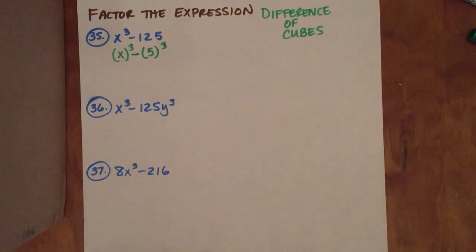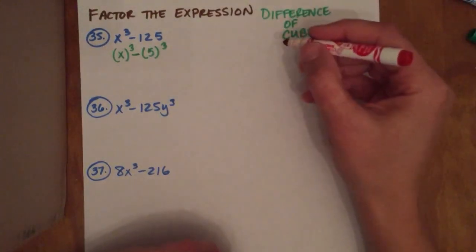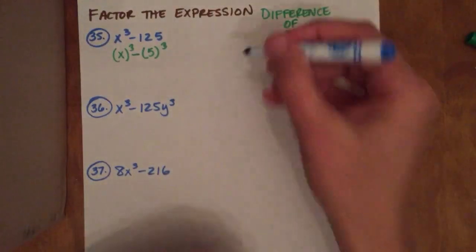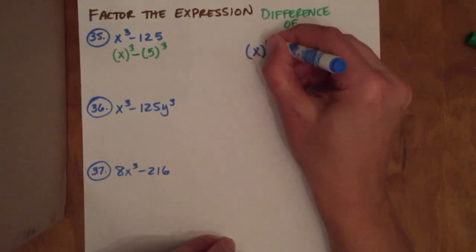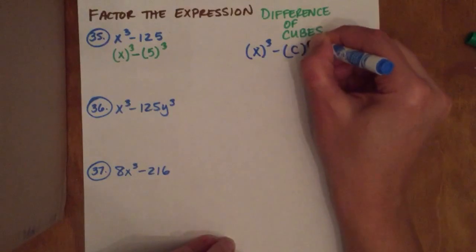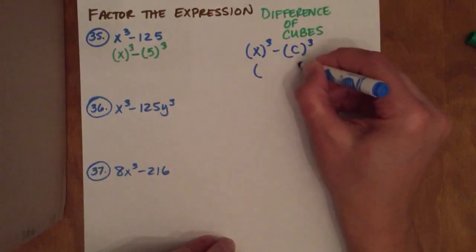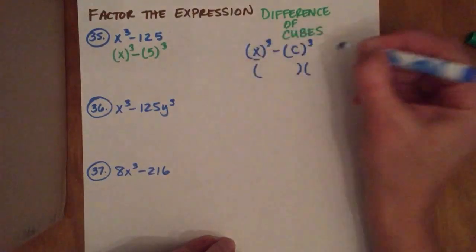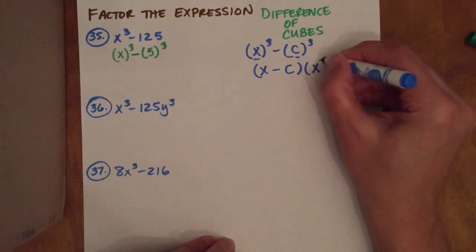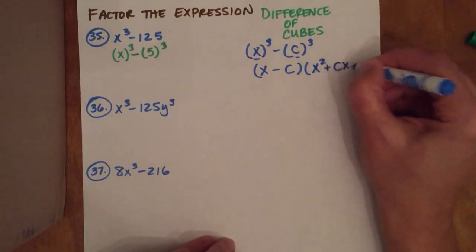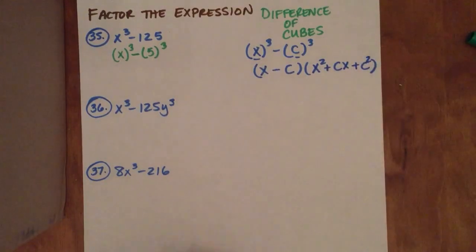If you remember back to our lesson on sum and difference of cubes, we've got one format for these two. And here's the format. For the difference of cubes, if you have x cubed minus c cubed, then you factor that by using your bases. X is your first base, c is your second base. It's x minus c times x squared plus c times x plus c squared. So we're going to apply this with the example we have here.